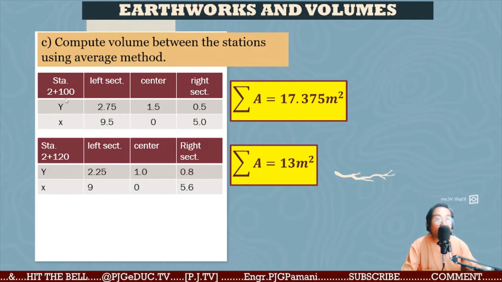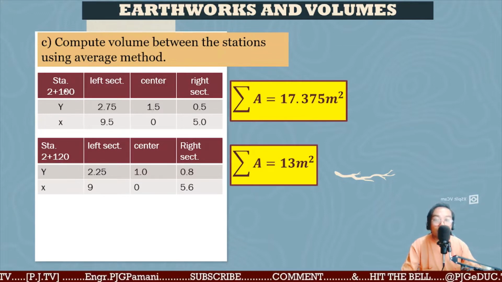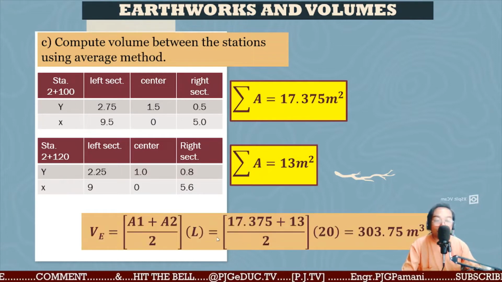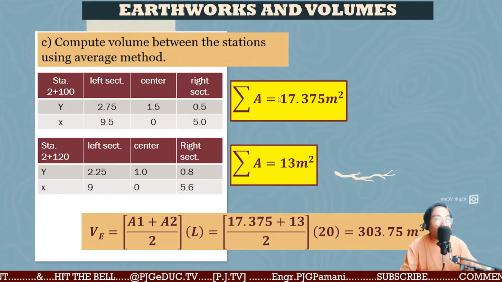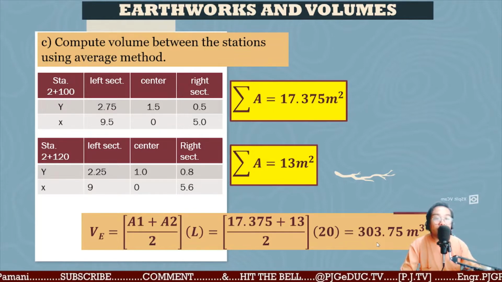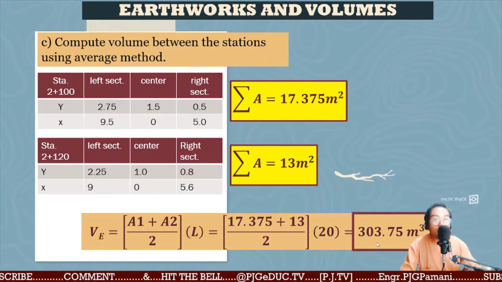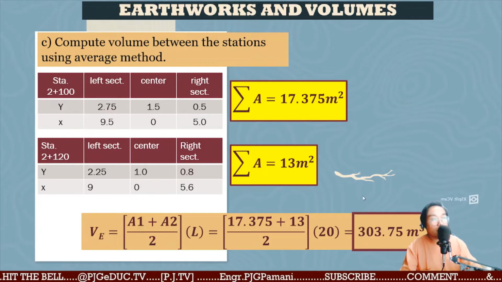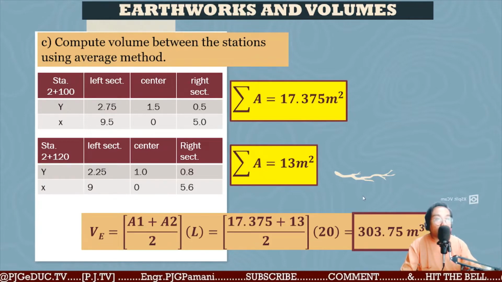So basically, total length is 2+120 minus 2+100, which gives us 20 meters length of excavation or embankment. So we have area 1 plus area 2 all over 2 times the length of 20 meters. More or less, that is 303.75 cubic meters of either excavation or embankment of soil. That's all there is to it.